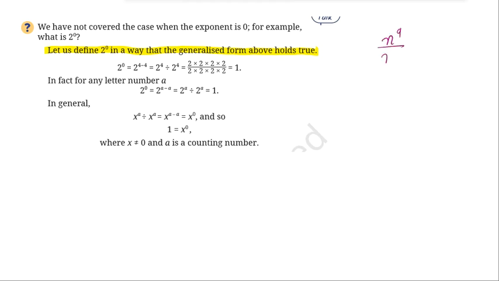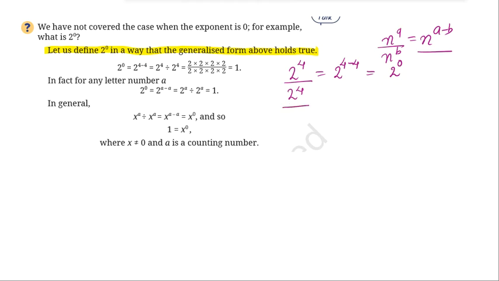n to the power of a divided by n to the power of b, which is equal to n raised to the power of a minus b. Using this form, we are now going to find 2 to the power of 0. Suppose I have to divide 2 to the power of 4 by 2 to the power of 4. Can I say it would be equal to, applying this form, 2 to the power of 4 minus 4, and it will then come as 2 to the power of 0, right?